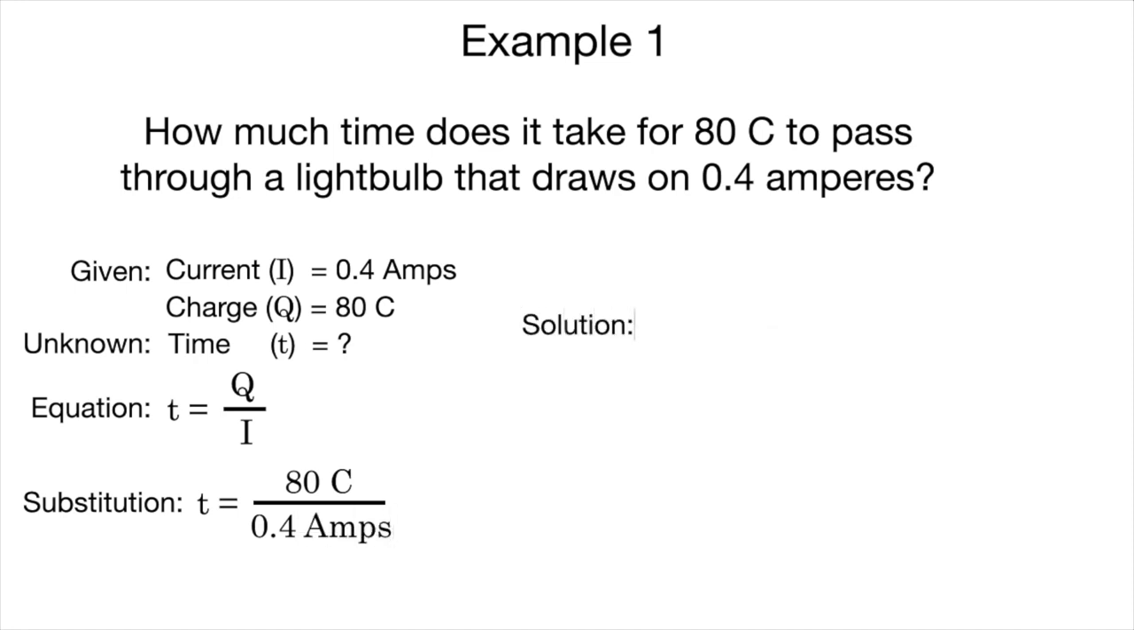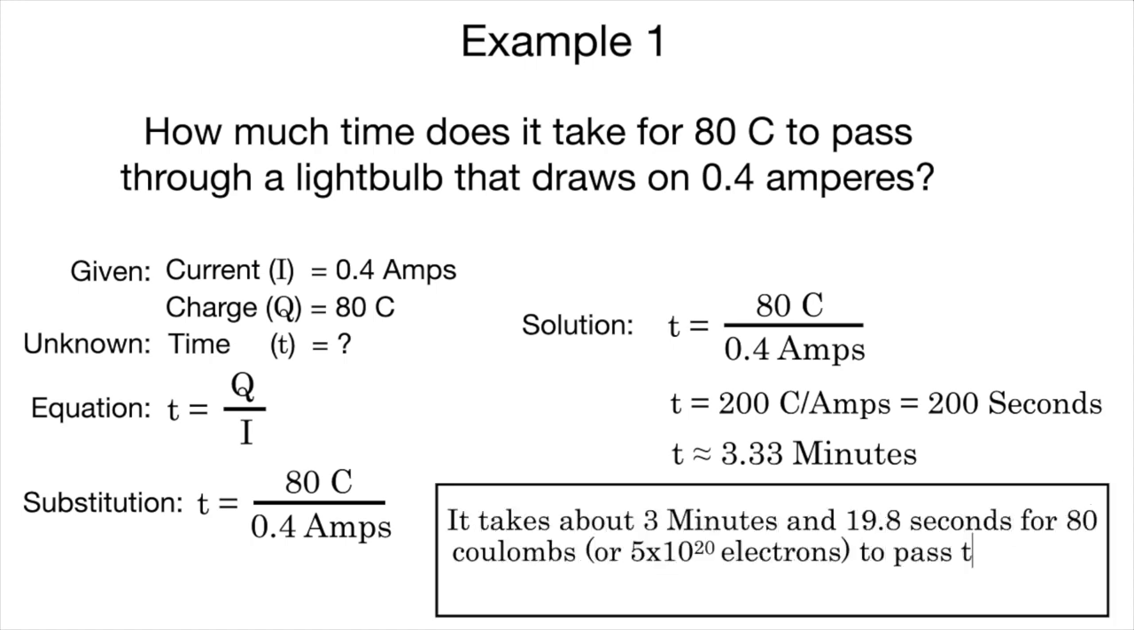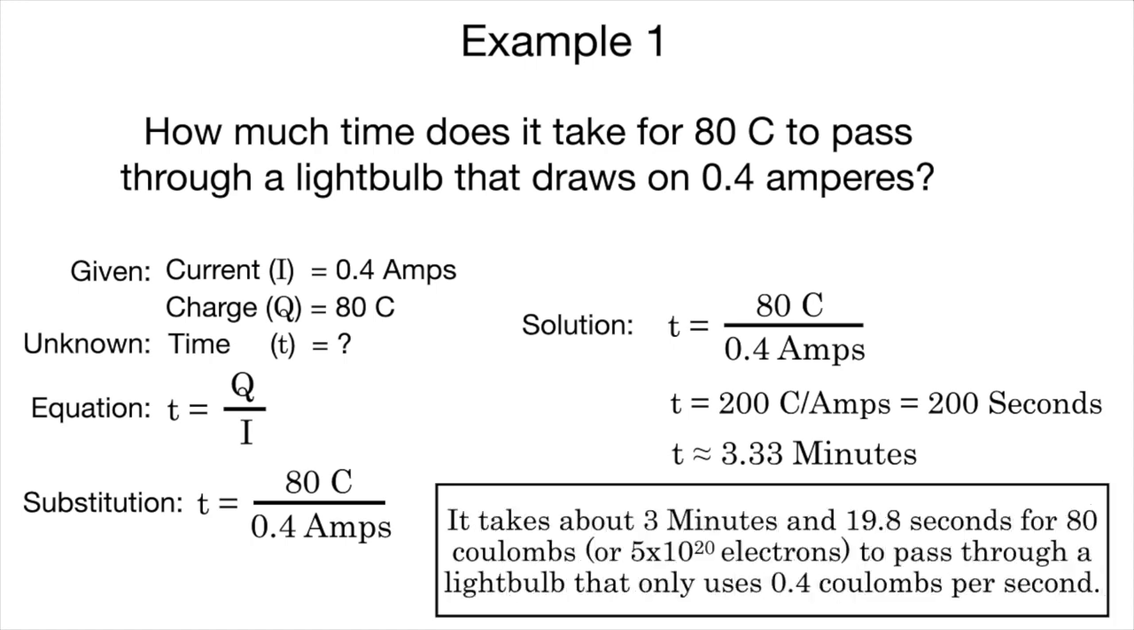The solution then, T equals 80 coulombs over 0.4 amps, would get us 200 coulombs per amp, which is equal to 200 seconds. Converting this back into minutes, we get about 3.33 minutes. Therefore, it takes about 3 minutes and 19.8 seconds for 80 coulombs, or 5 times 10 to the 20 electrons, to pass through a light bulb that only uses 0.4 coulombs per second.